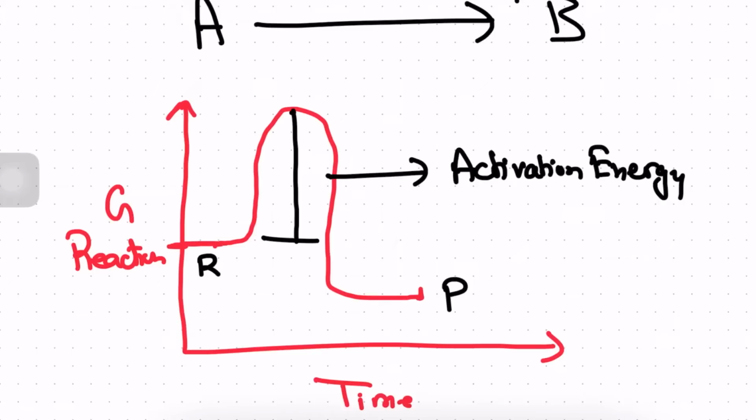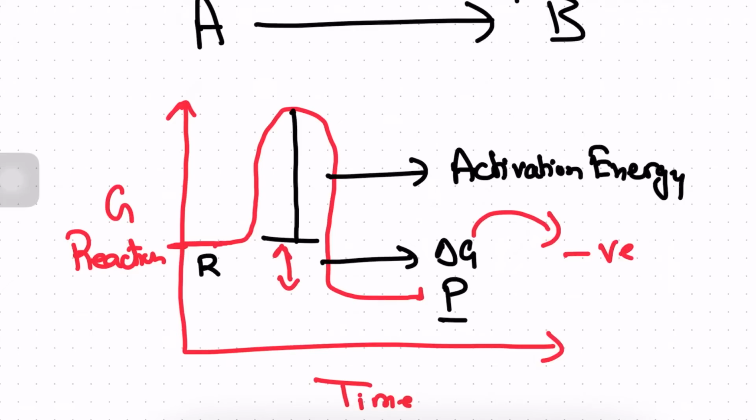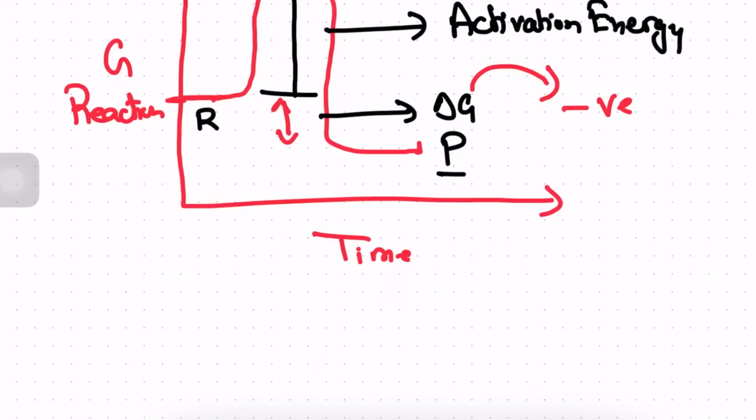But here if you see the Gibbs free energy of the reactant and the Gibbs free energy of the product, this is going to be the change in Gibbs free energy. So here this is delta G. Now in this case, the product has less energy and the reactant has more energy. So here energy will be released. So in this process, delta G is equal to negative.